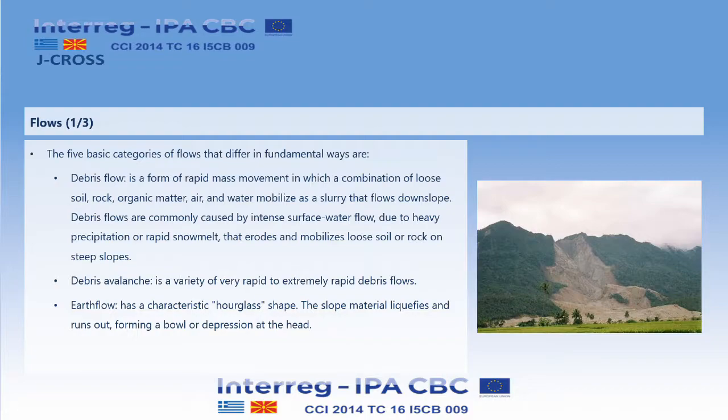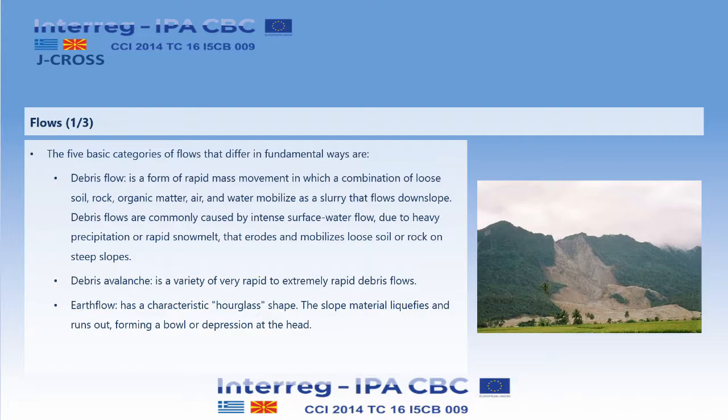The 5 basic categories of flows that differ in fundamental ways are: debris flow is a form of rapid mass movement in which a combination of loose soil, rock, organic matter, air, and water mobilize as a slurry that flows downslope. Debris flows are commonly caused by intense surface water flow, due to heavy precipitation or rapid snow melt, that erodes and mobilizes loose soil or rock on steep slopes. Debris avalanche is a variety of very rapid to extremely rapid debris flows.